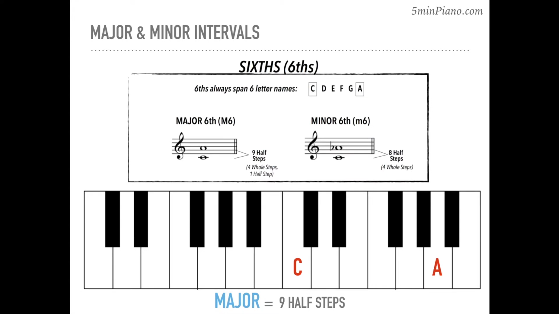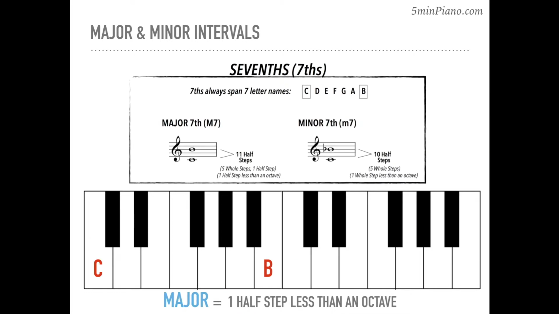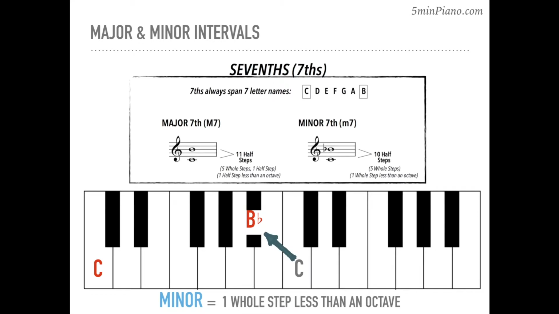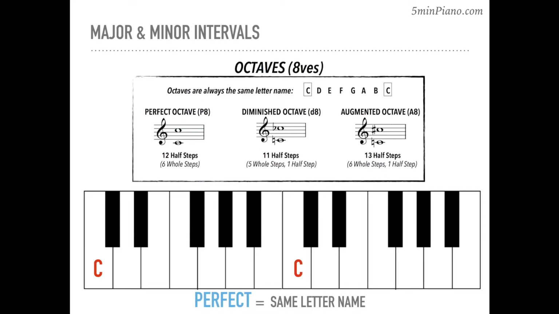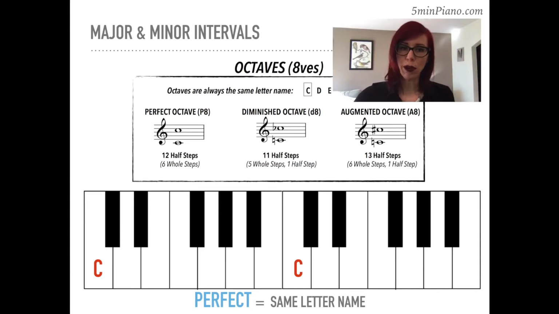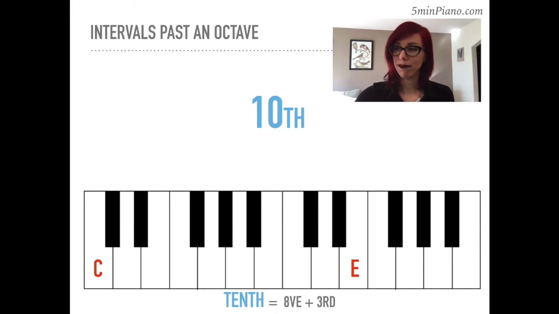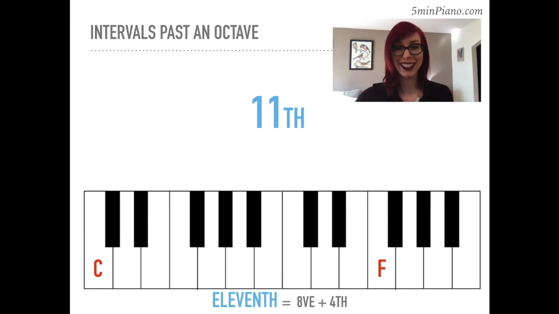A major sixth is 9 half steps, like C to A, and a minor sixth is 8 half steps, like C to A flat. A major seventh is only 1 half step short of an octave, C to B, and a minor seventh is a whole step less than an octave, C to B flat. Octaves are also considered perfect unless they are altered as shown. In any case, they will always have the same letter name. And just so you know, there is such a thing as a ninth, a 10th, an 11th, and so on.